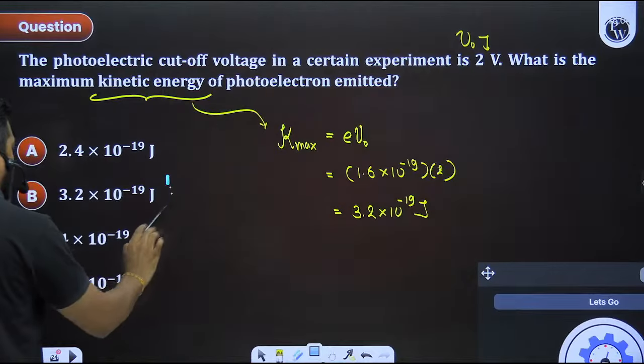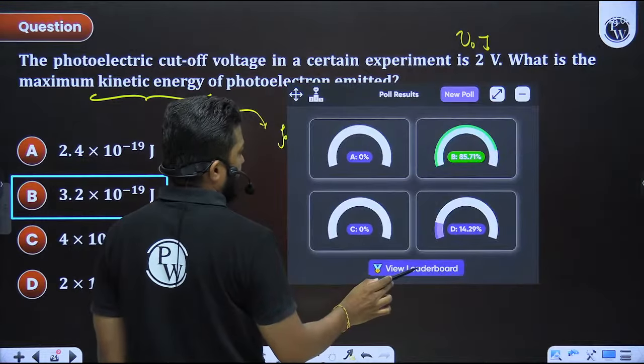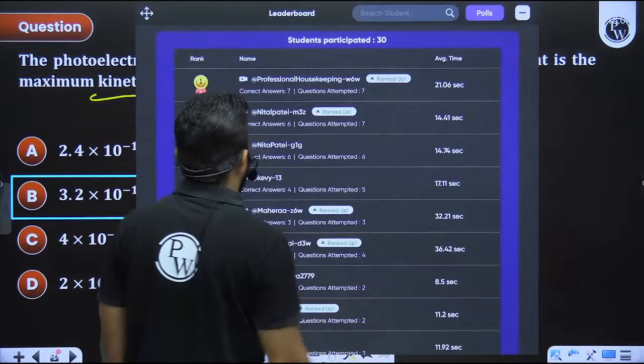3.2 into 10 raised to minus 19. Option B is the perfect. Who is perfect? Option B is the perfect, sir. Okay, that's fine. 85% बच्चों का आंसर सही है.